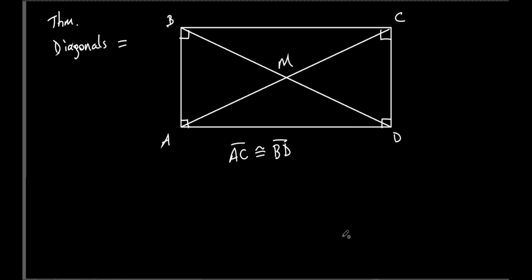But is every rectangle a square? No. But every square is a rectangle. All right, let's just do an example. I'll just use these same letters right here.